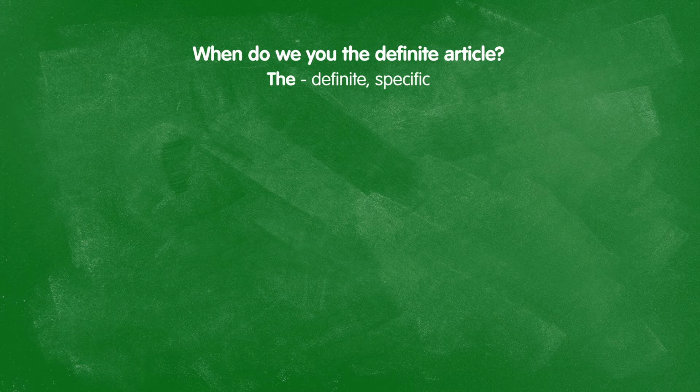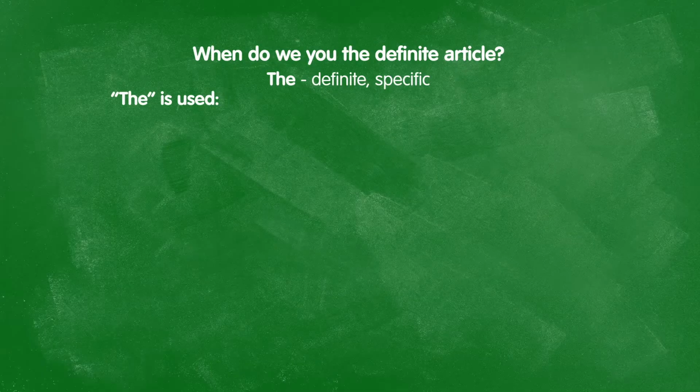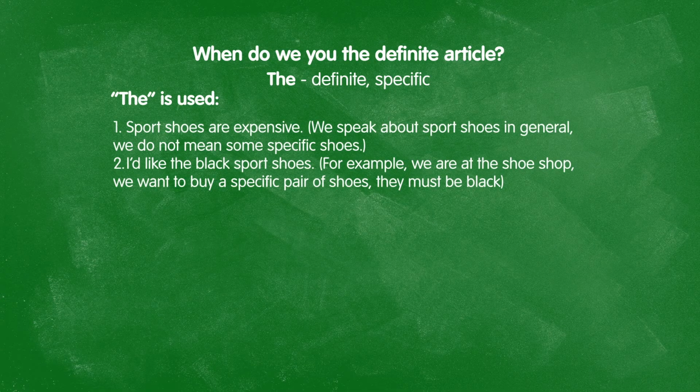The definite article, the, is used when we're referring to something specific or definite. It is something that we know. It's that particular one. For example, the hand I am showing you. This hand here. Let's look at a few more examples. I can say, for example, sports shoes are expensive. Now here, I'm not using the.